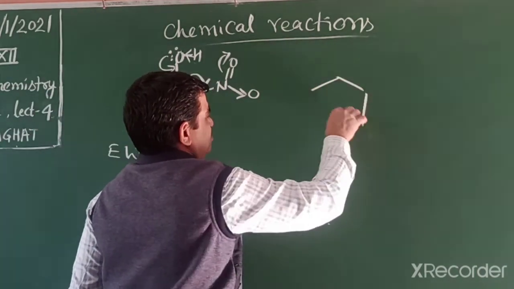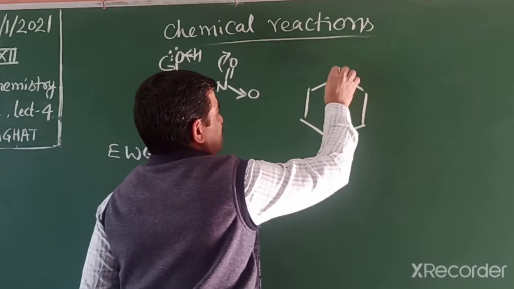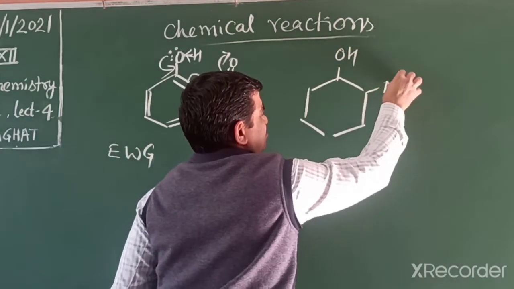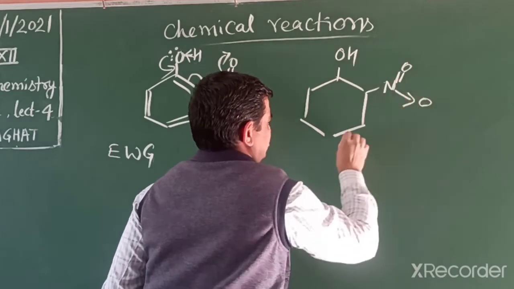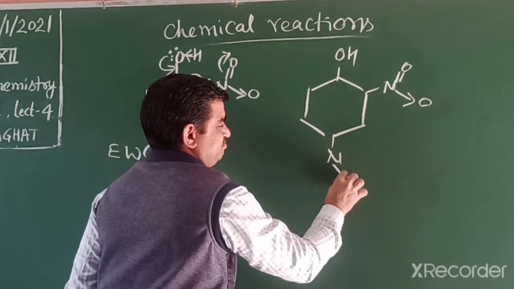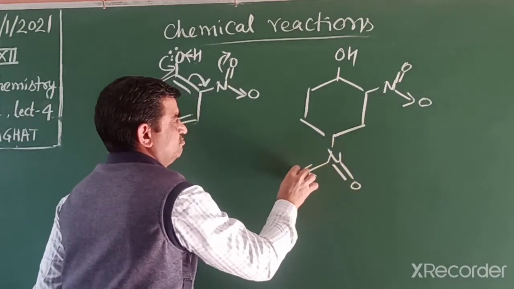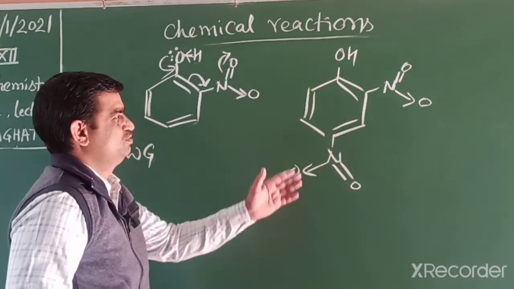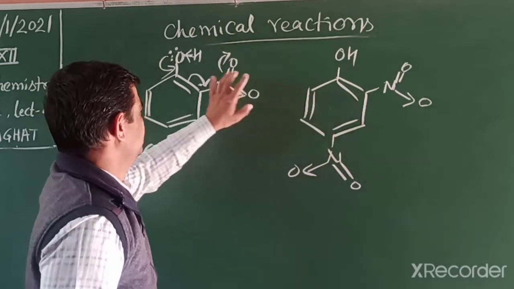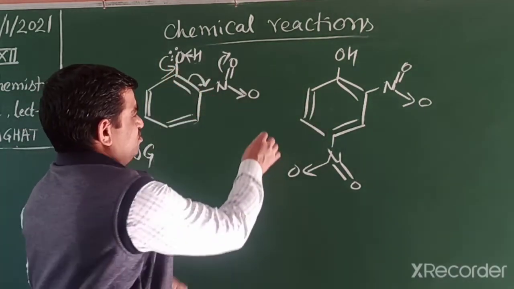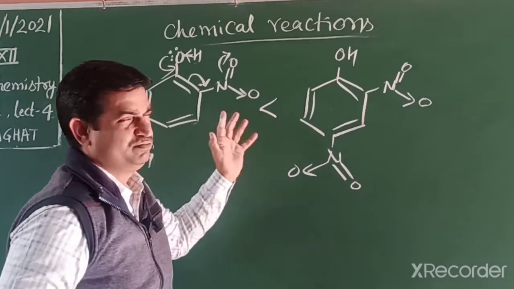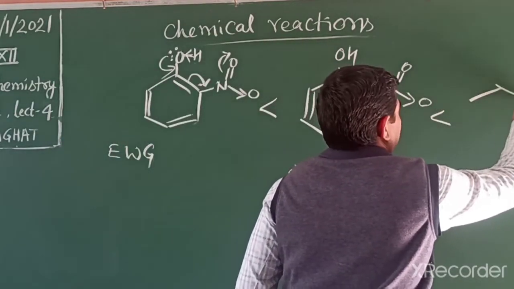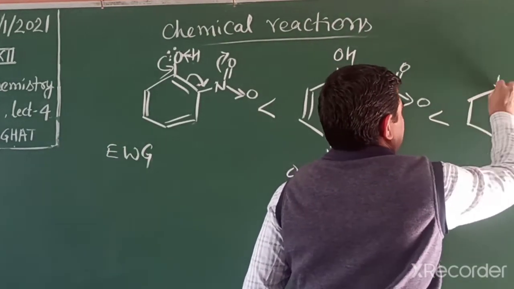This one is a rule. If we write 2,4-dinitrophenol, with nitro groups at 2 and 4, two withdrawing groups, so this one is more acidic than 2-nitrophenol or ortho-nitrophenol. If there are 3 electron withdrawing groups, then the acidity increases further.